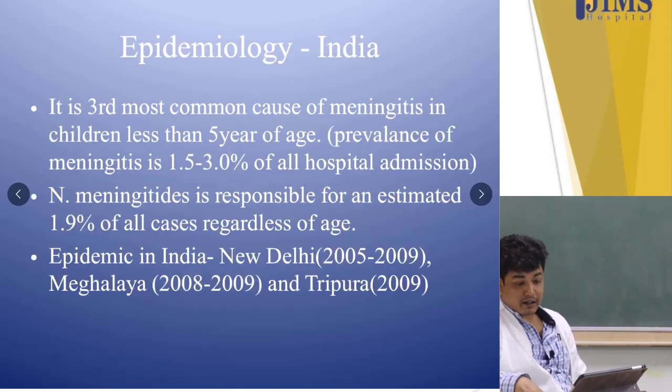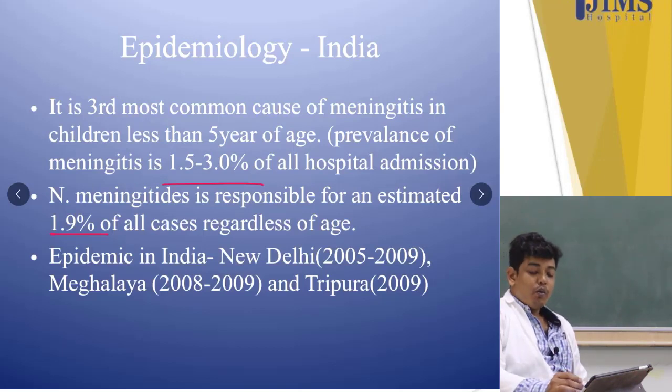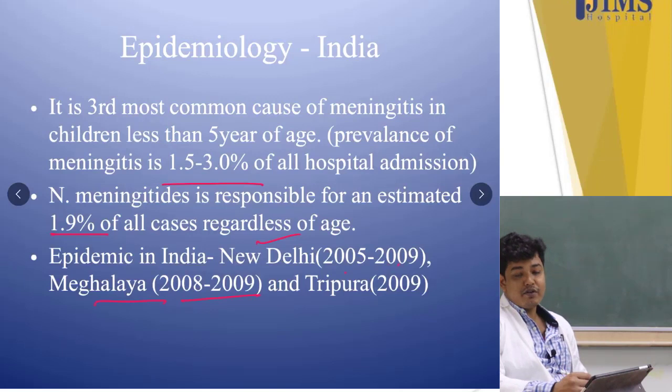Now, if I talk about India, it is the third most common cause of meningitis in children less than 5 years of age, and the prevalence rate stands somewhere around 1.5 to 3% of all hospital admitted cases. And it is responsible for at least 1.9% of all cases regardless of age. India has seen three epidemics of this particular disease in recent times: one in New Delhi between 2005 to 2009, in Meghalaya between 2008 to 2009, and in Tripura in 2009.